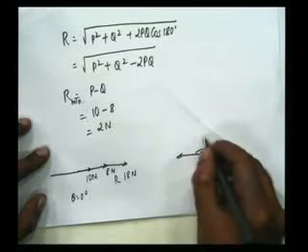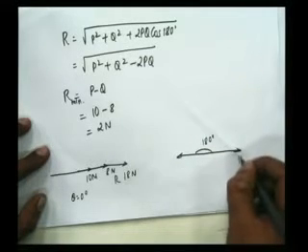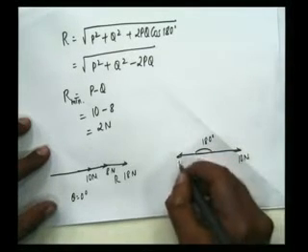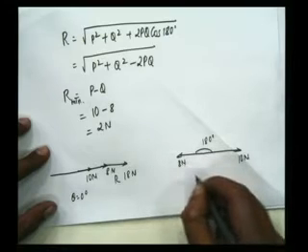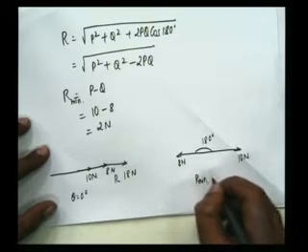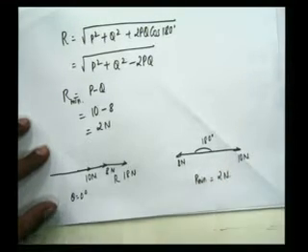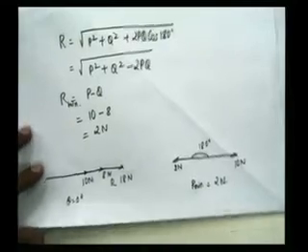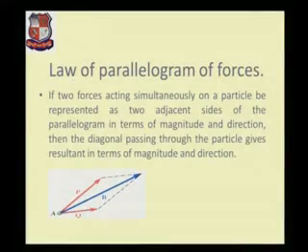is exactly 180 degree, that is 10 Newton force is acting this way and 8 Newton force is acting this way, then the resultant would be minimum and its value would be 2 Newton. Let us solve some other example.